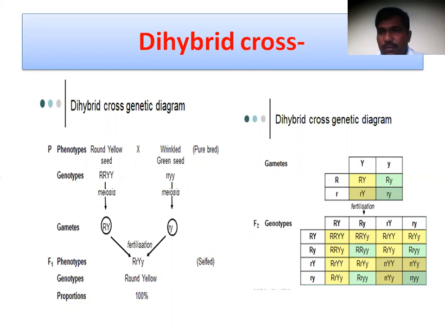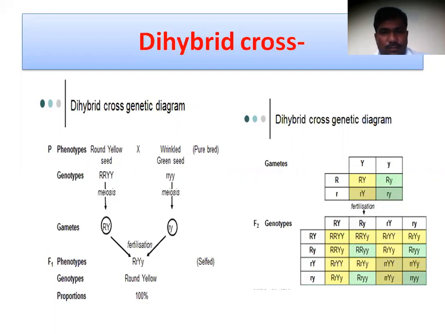What is a monohybrid cross? A cross between two homozygous parents by considering only one contrasting character. For example, a tall plant crossed with a dwarf plant. In a monohybrid cross, we get a genotypic ratio of 1:2:1 and a phenotypic ratio of 3:1.